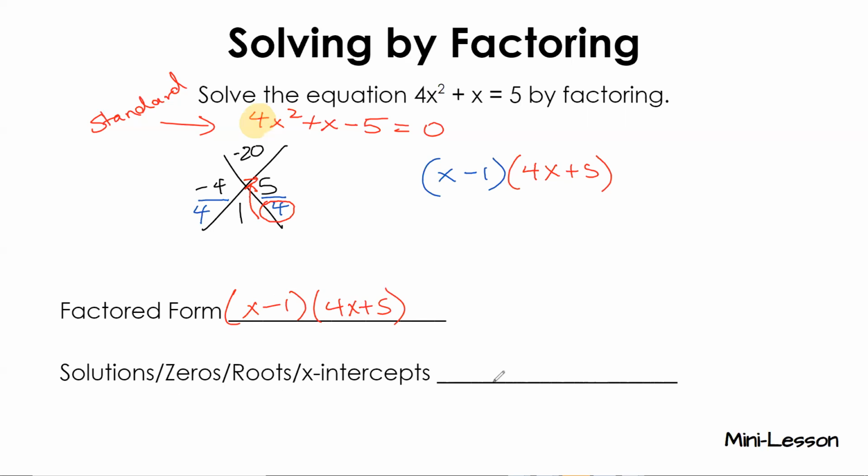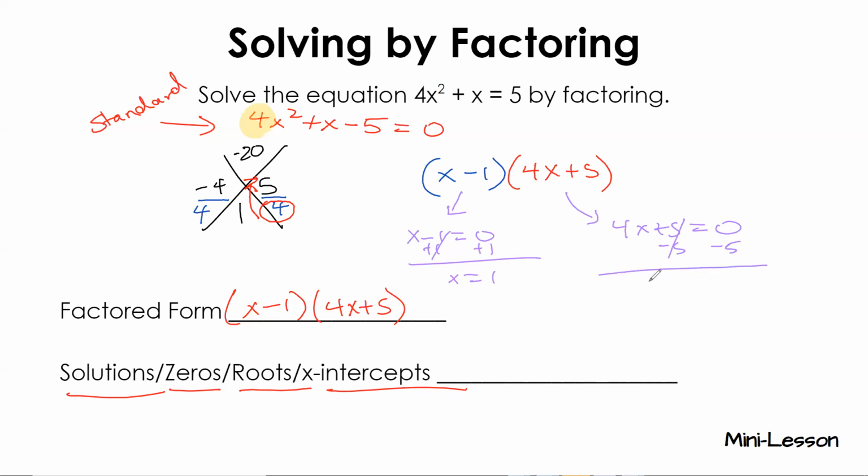If we wanted to solve to find the solution, zeros, roots, x-intercepts, which are all the same things, what we're going to do is take each one of these, set it equal to 0, and solve. So this would give me x equals 1. Over here, divide by -5/4. This will give me x equals -5/4. So x equals 1 and x equals -5/4 would be my zeros, x-intercepts, roots, and solutions.